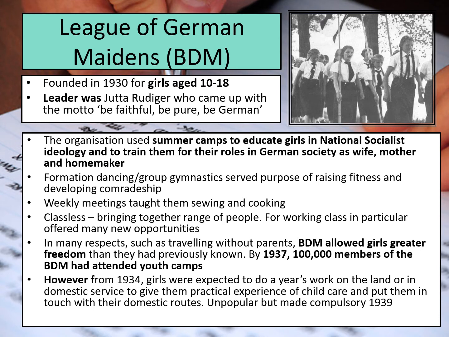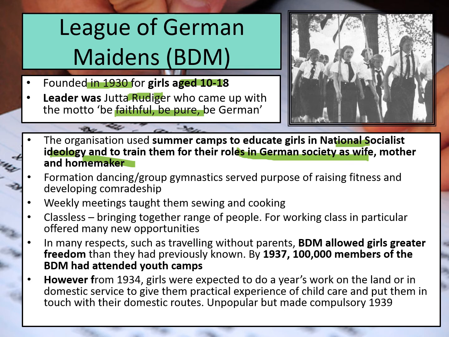The League of German Maidens was the equivalent of the Hitler Youth for girls between the ages of 10 and 18. Now, this was formed in 1938 by their leader, Jutta Rüdiger, who came up with the motto, be faithful, be pure, be German. And this summarises the idea of the League of German Maidens and what they were trying to prepare them for in the future. The idea was to try and prepare them for their future roles in German society as a wife and mother and homemaker, and to make sure that they were fully indoctrinated into National Socialist ideology.